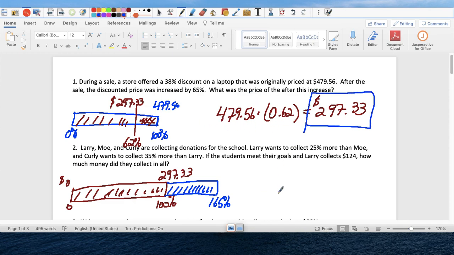So now you play with this amount. Right, $479, you can forget about it. $297.33, which was that price. Now the store raised it up by 65%. So we're going to go times 165%, or change it to a decimal, right? We're going to get 297.33 times 1.65, and the price now jumped all the way to $490.59.